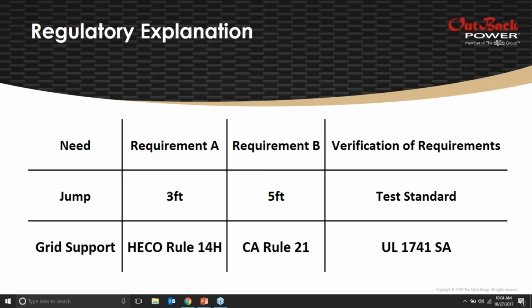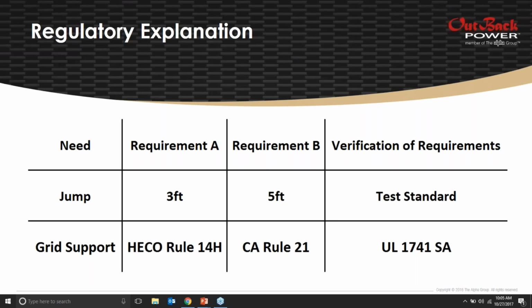So this is where our analogy comes together with our topic. For utilities, the need is grid support. They want inverters to be able to help the grid out during short disturbances or brownouts. In other words, support the grid. HECO Rule 14H, which is specific to Hawaii, per our analogy, is saying, hey, we want 3 feet. California Rule 21, specific to California, is saying, hey, we want 5 feet. They're both wanting different settings because they have different grids.